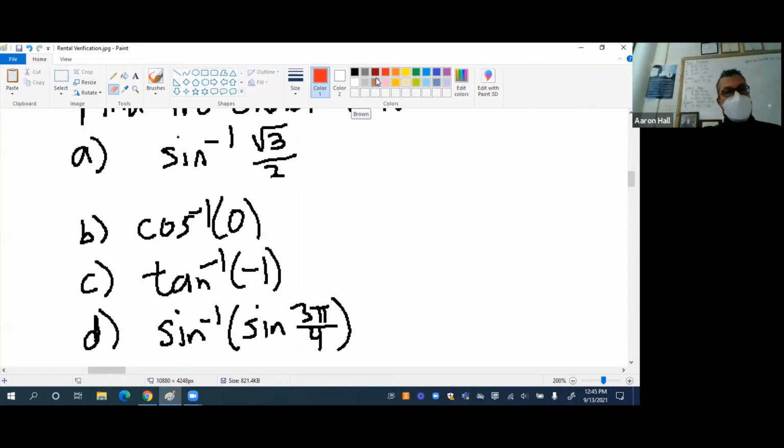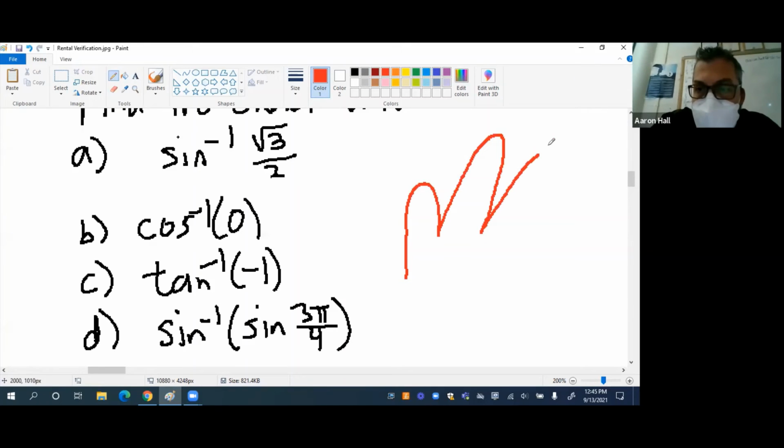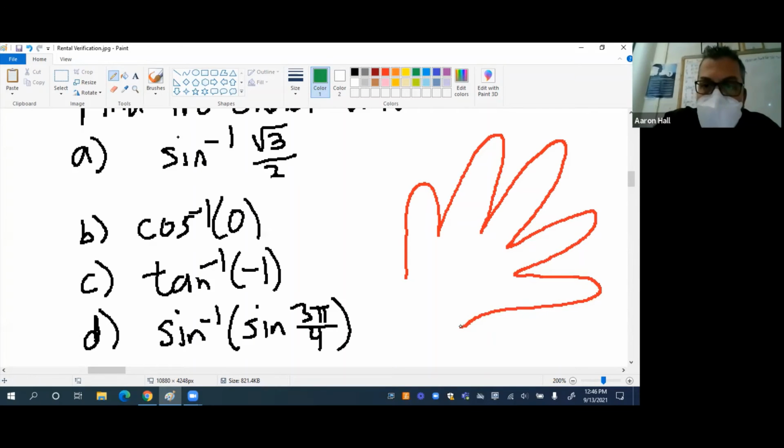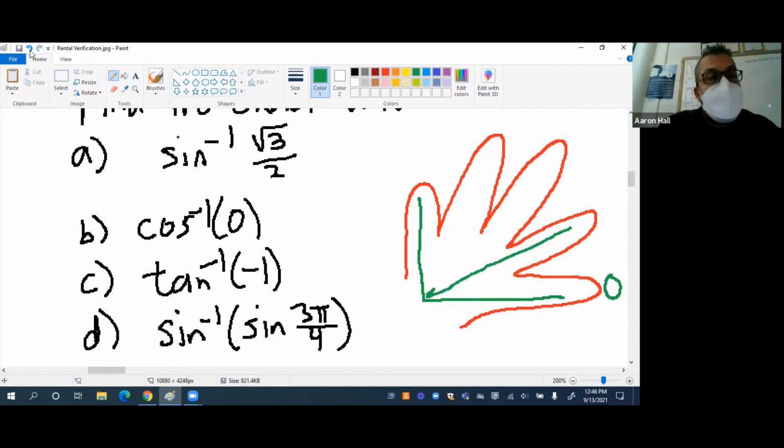Adam, do you have the first one? Do you remember the hand trick? Okay, well, let's do the hand trick. And this is our, Adam, this is the first quadrant, right? So in the first quadrant we're rotating counterclockwise for positive angles, this is 0. What's this angle in radians? Pi 6.